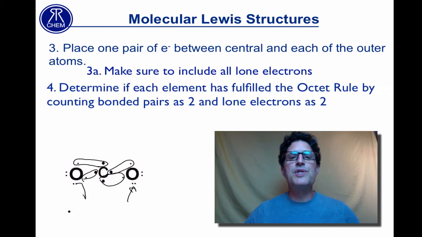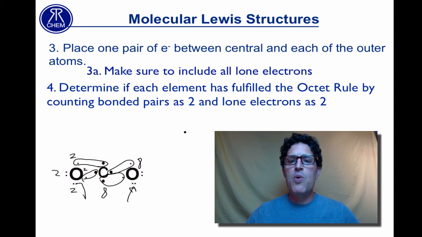The next thing to do is to determine if each element has fulfilled the octet rule by counting bonded pairs as 2 electrons and lone electrons as 2 electrons. So if we count oxygen, 2 electrons here, 2 electrons there. So it's got 4. Carbon is starting with 4, but now that it's bonded, we count each of the bonds as a pair of electrons. So carbon has a total of 8 electrons around it. And now that oxygen is bonded with carbon, there are 2 there, and there are 2 there. So we have a total of 8 on that oxygen, and we have the same here, a total of 8 on that oxygen as well.